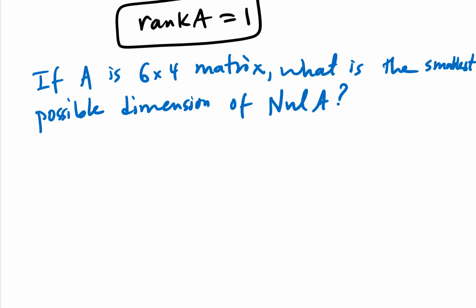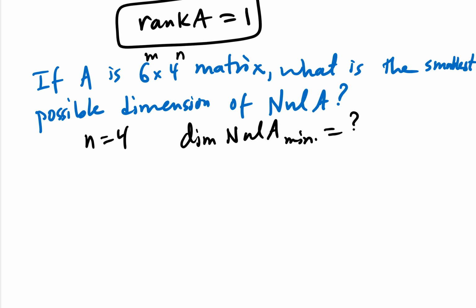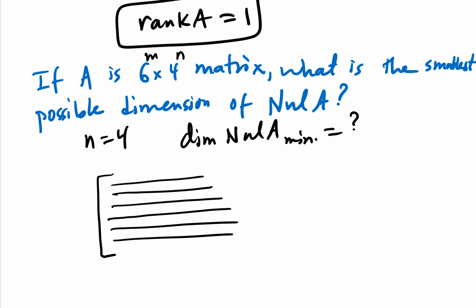So if it's an m by n matrix, n is 4 here. What is the smallest possible dimension? We need to find the minimum dimension of the null space of A. Okay, the minimum. I don't know what the matrix is, so I'm going to assume 6 rows and 4 columns. So assume it's like this.